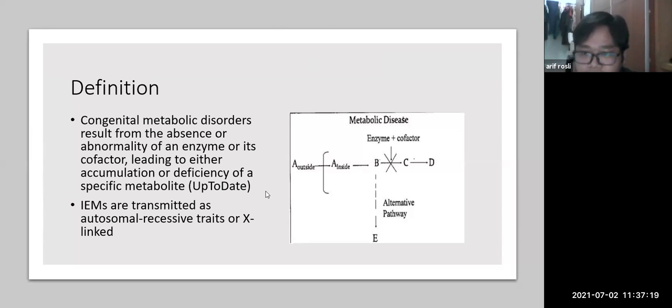You can see from the diagram that I give you, the problem is when there is abnormality or deficiency in the enzyme or cofactor. So substrate B, which is supposed to become substrate C or D, will fail to proceed along the pathway, and will in turn either remain as substrate B or become substrate E through an alternative pathway. So the disease may arise due to accumulation of substrates B and E, or due to deficiency or lack of substrates C and D.